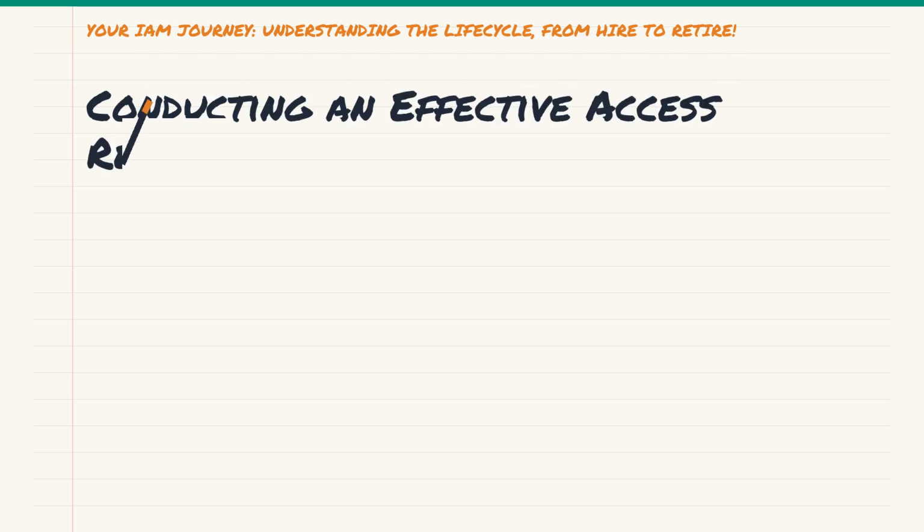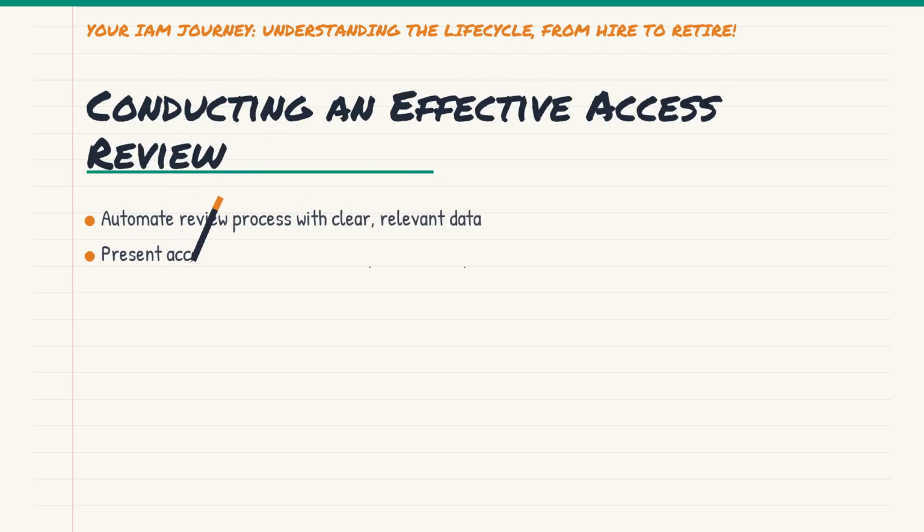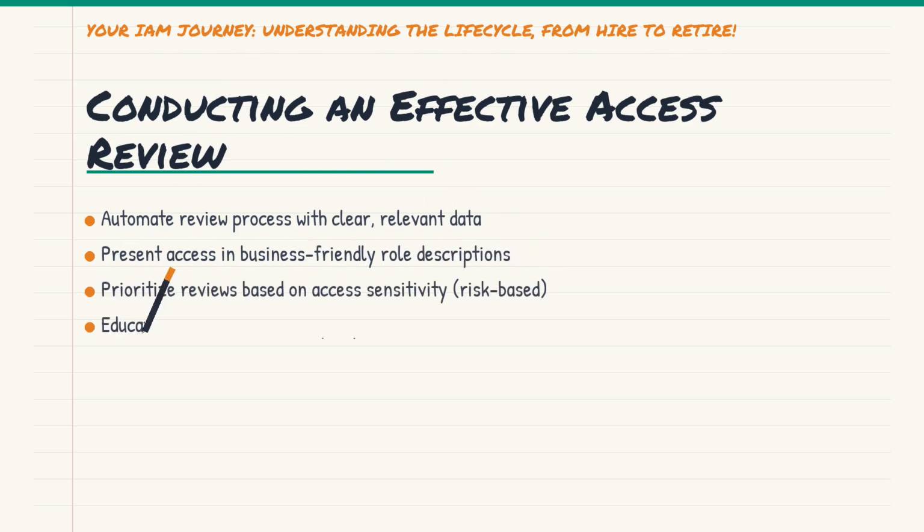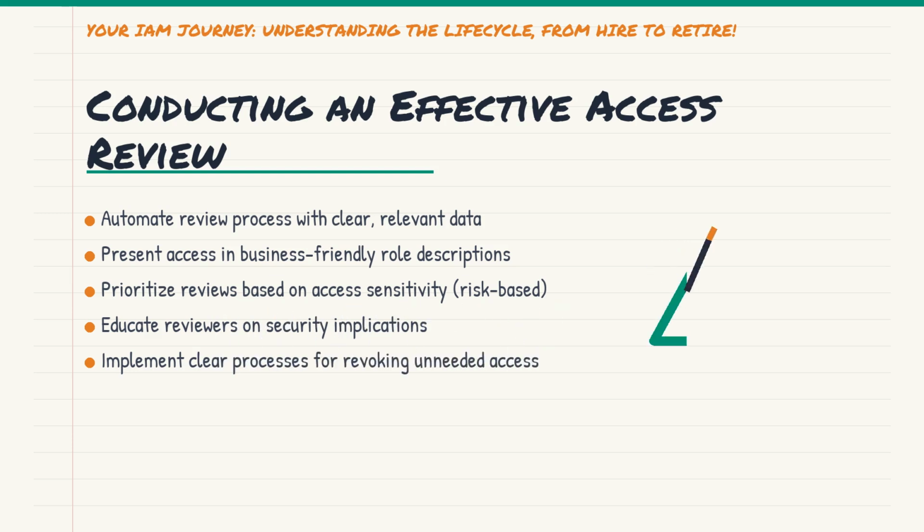So, how do we make access reviews more effective? First, automate the process as much as possible, presenting clear, concise access information to reviewers. Instead of raw technical permissions, show them role-based bundles. Second, use a risk-based approach. Review highly sensitive access, like administrator privileges or access to critical financial data, more frequently, perhaps quarterly, while less critical access might be semi-annually. Third, ensure reviewers have the right context and training, understanding the importance of their decisions. The goal is thoughtful, not rushed, certification.